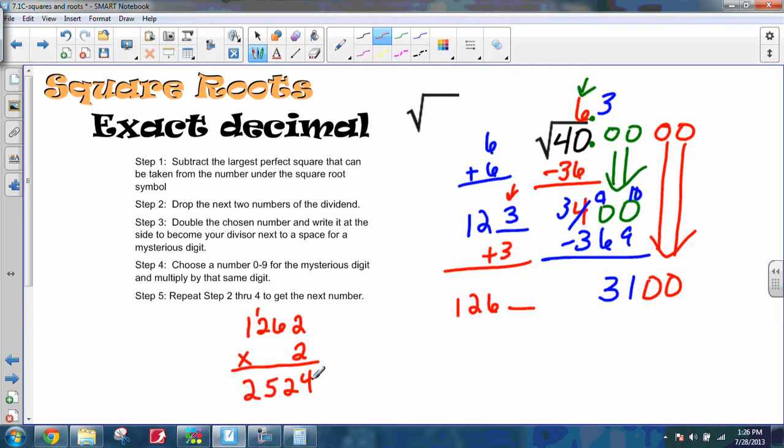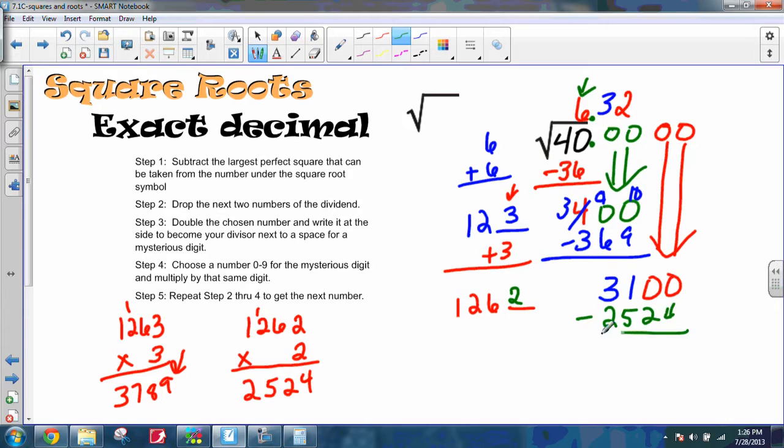Now, if you're curious whether you could fit one more in there, let's see. If I pick 3, I have to multiply by 3. That'll give me 9, 18, carry the 1, 7, and 3. So I'm over. So the correct choice was 2. So let's pick 2 here. And now I have to subtract 2,524. That'll be 6, 7, 5. So we can stop at the hundredths place. So our exact decimal up to the hundredths place is 6 and 32 hundredths.